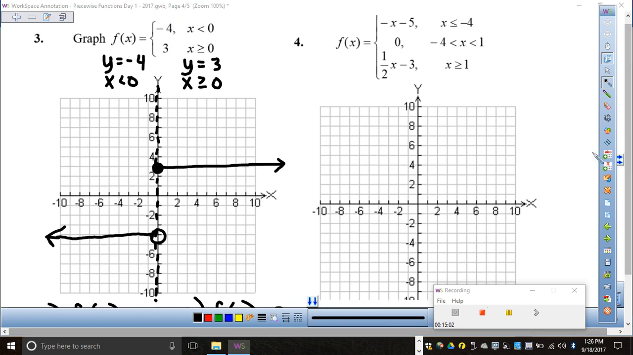Okay, this next one has a little bit more going on with it. So look, we have 3 functions. We're actually going to have 2 boundary lines. So there's going to be one boundary at -4. So let's go ahead and draw that. And we have another one at +1.